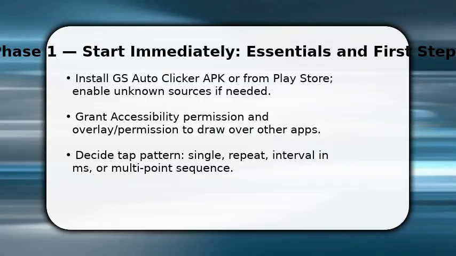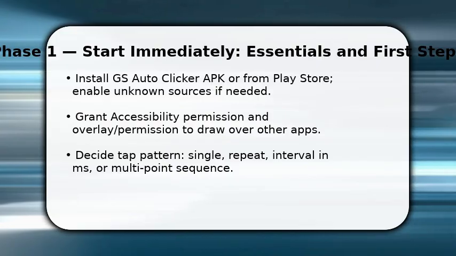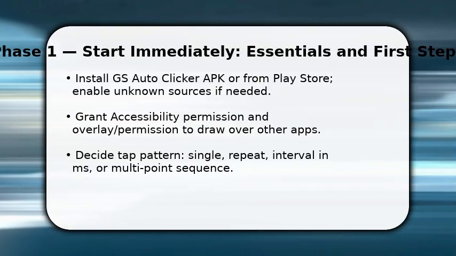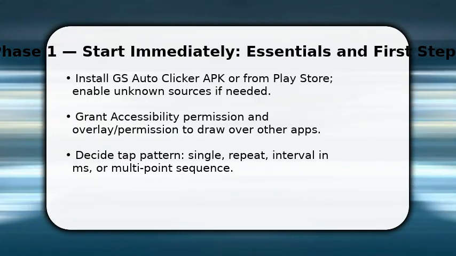Enjoy the video. You start by getting the app and granting two crucial permissions, accessibility and overlay. Once done, open GS Auto Clicker and choose a profile type. This sets how the taps run. You should pick single or multi-point now because that affects later setup. Make sure to set a realistic interval in milliseconds and a repeat count or loop mode. This prevents runaway clicks. Finally, test one short run to confirm the app responds on your device.